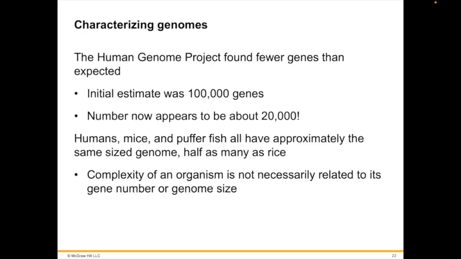So, characterizing genomes. The Human Genome Project found fewer genes than expected. The initial estimate was 100,000 genes. The number now appears to be about 20,000 genes. That is not that many. Humans, mice, and pufferfish all have approximately the same size genome, about half that of rice. The complexity of an organism is not necessarily related to its gene number or genome size.